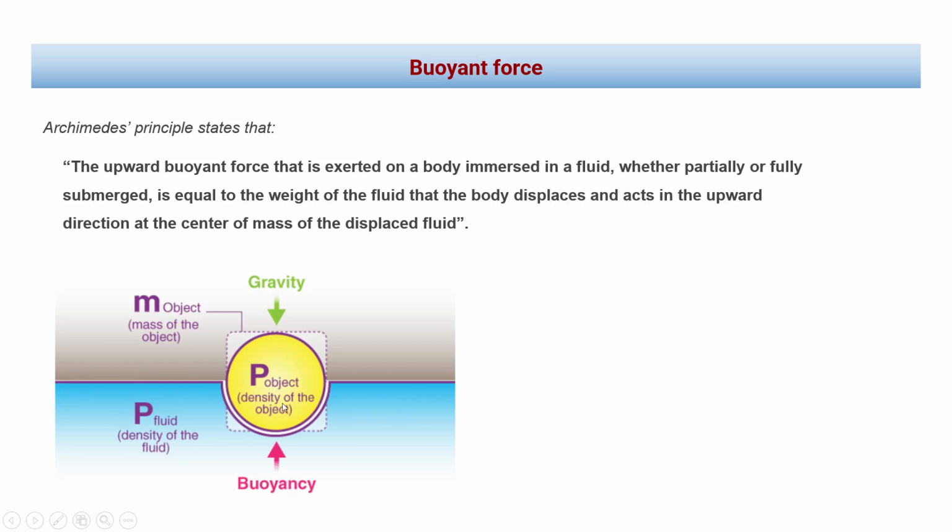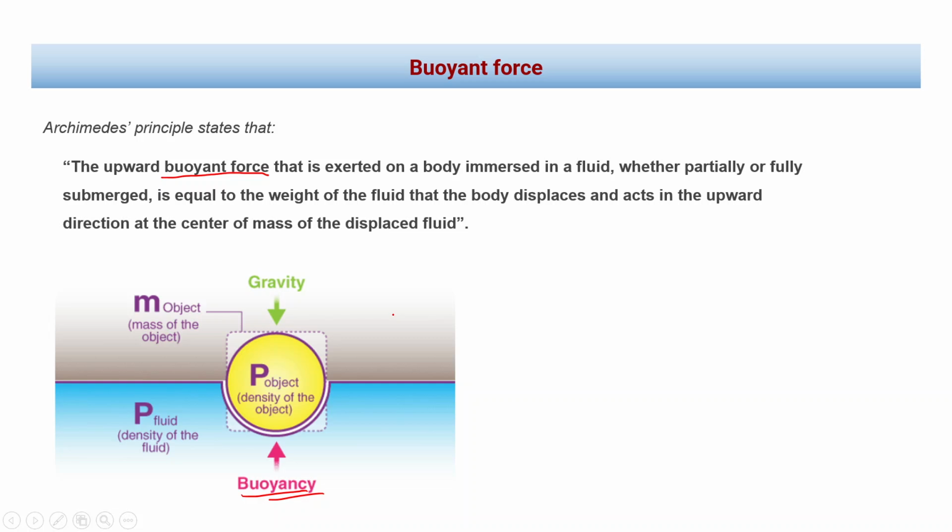So downward, its weight is pulling it down, but the volume of liquid it displaces, as we know from Archimedes principle, exerts a force on it in the upward direction, and that force is what we call buoyant force. That means when a body is immersed or submerged in a fluid or liquid, there is a force acting on it upward, which is called buoyant force or buoyancy.